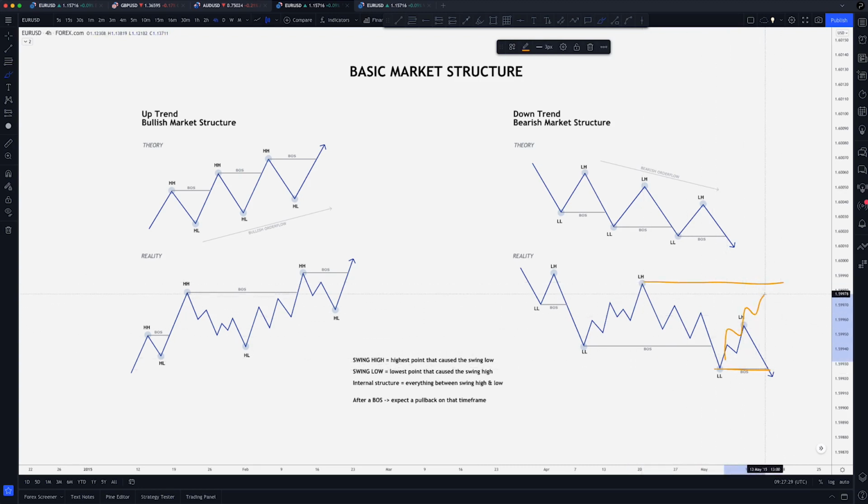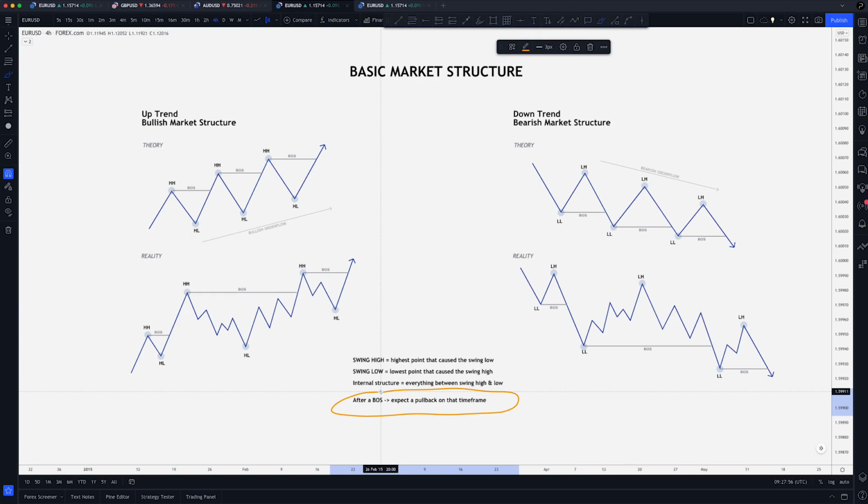So price can pull back as deep as it wants, right? It could come all the way up to this orange line, but as long as it doesn't breach that line, as long as it doesn't form a higher high, as long as that lower high stays intact, then we're still in a bearish market and price can then go on to make that next lower low, okay? Then again, everything that's in between that low and that high is all just internal structure, okay? It's not swing structure.